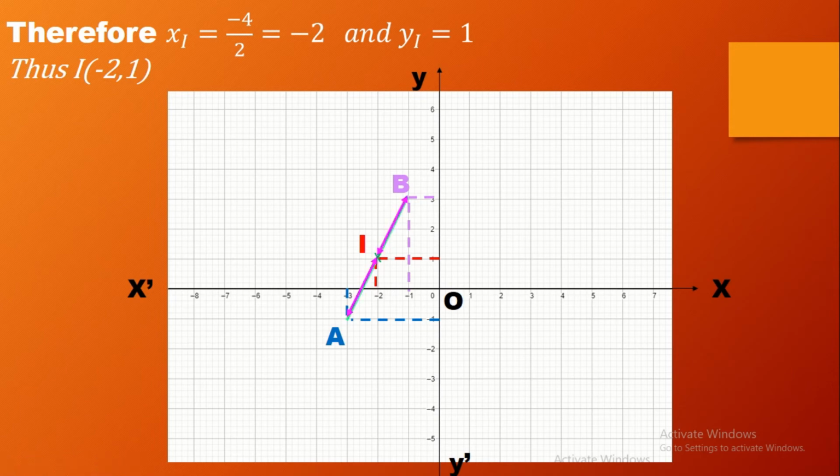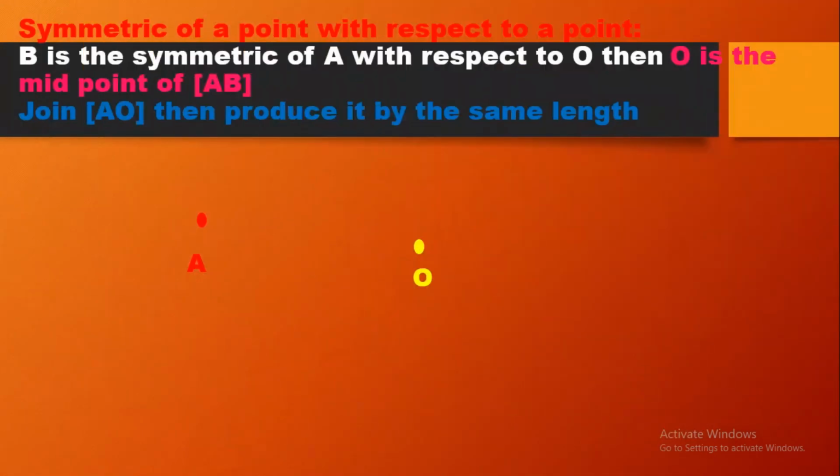They have the same length. So I is the midpoint of AB. Now let's learn something which is very important. As you see here, we will learn about the symmetric of a point relative to a point.